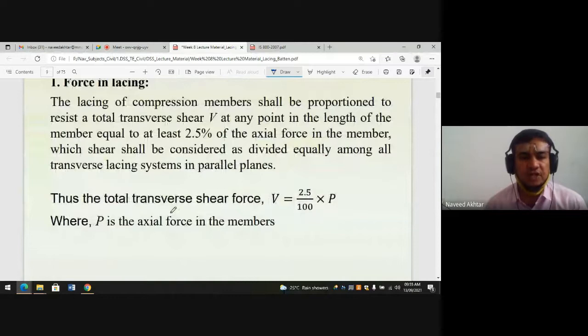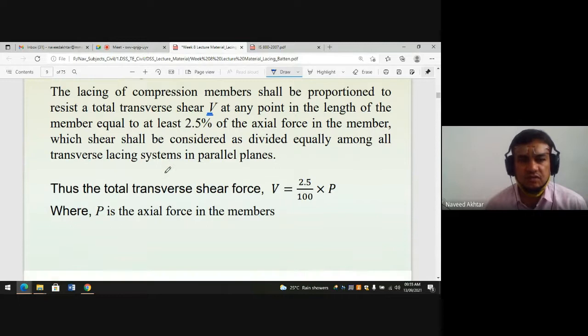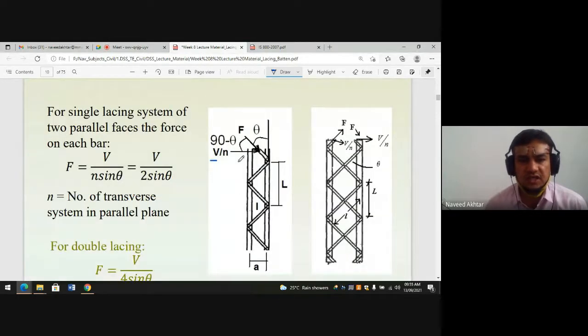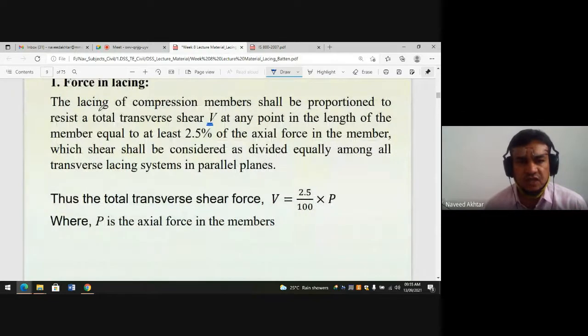So the lacing of compression member shall be proportioned to resist transverse shear. Transverse shear, that is V. What is the transverse shear? You can see in the figure also, V is the transverse shear. This transverse shear will be resisted by the column. The lacing of the compression member shall be proportioned to resist the total transverse shear at any point in the length of the member, equal to 2.5% of the axial force. What is the axial force? The axial force coming on the column.